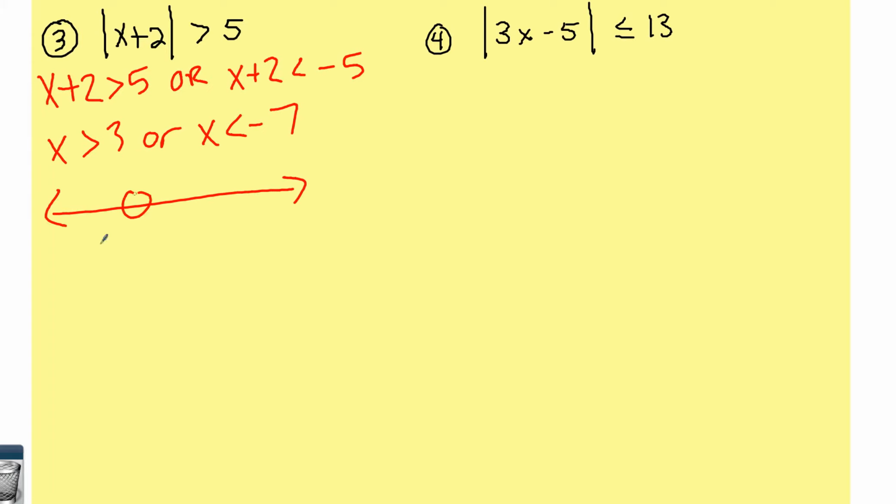We graph it, -7, 3. We want an "or." Hopefully you remember that means you shade whatever it says. So everything bigger than 3 and everything less than -7. There's your answer.